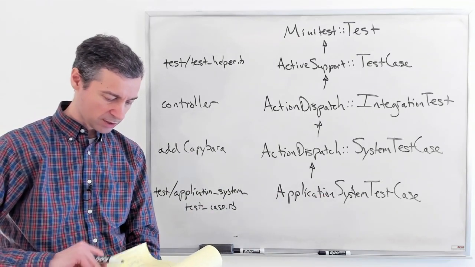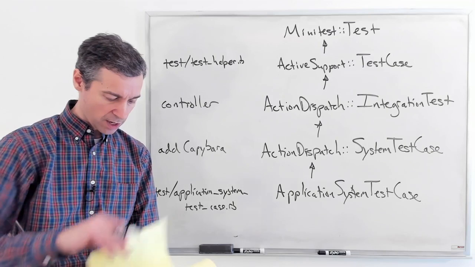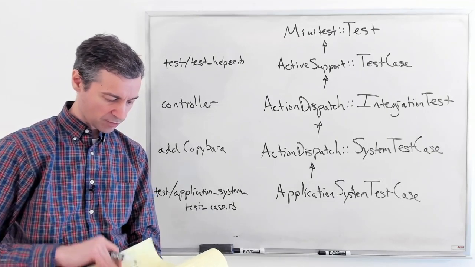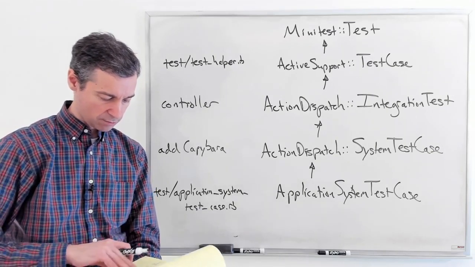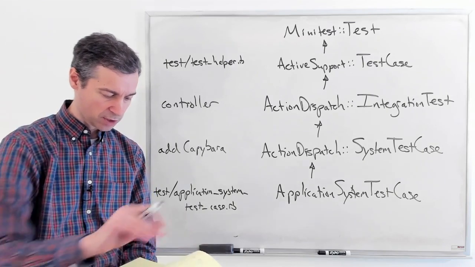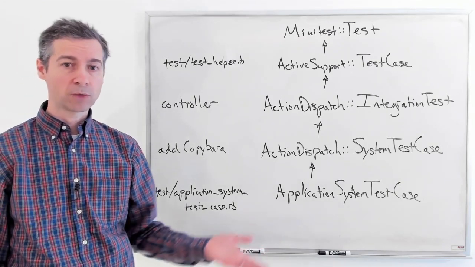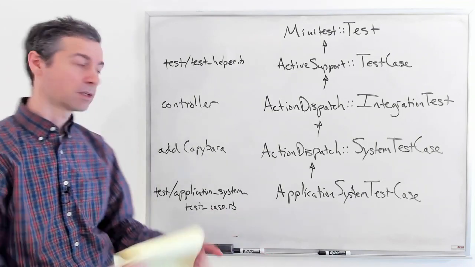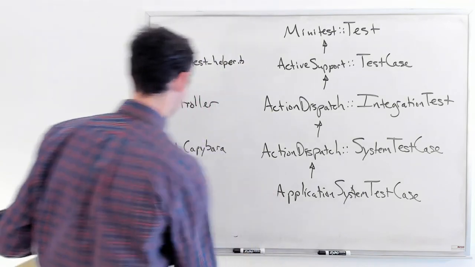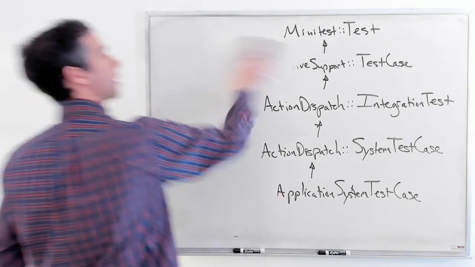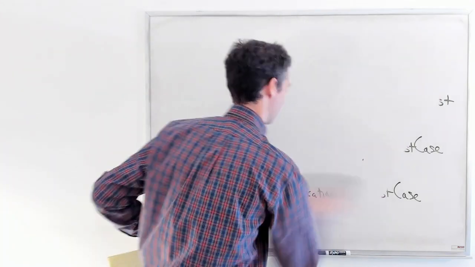So that's pretty nice. That's the hierarchy in Rails. Now, we've done that. You've seen some basics of Minitest. All we need to do now is learn a little bit of Capybara, and we can start writing end-to-end tests in Rails. So let's learn a little bit of Capybara. All right.